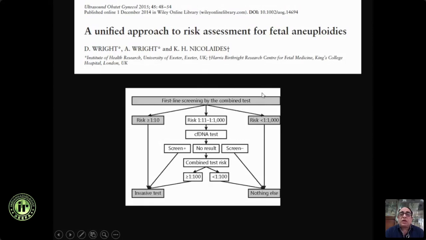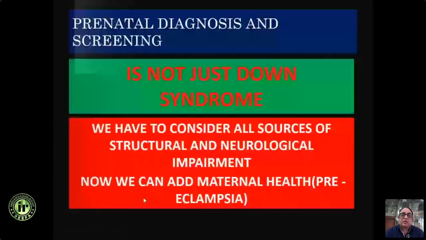We must offer a combined screen as a first line of investigation. And if the risk is high, move to an invasive test. If the risk is intermediate, then only we should offer a cell-free DNA. And here again, if the risk is high, we again move to an invasive diagnosis. And here also, I must highlight to you that cell-free DNA and combined screening is essentially focused towards aneuploidy.